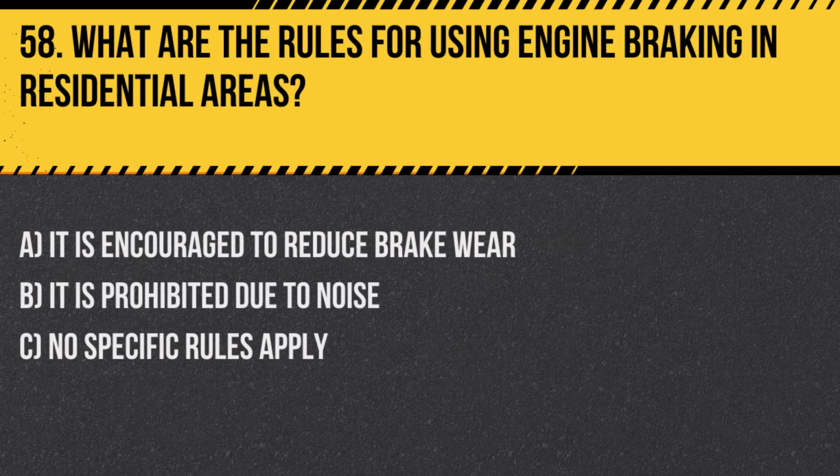Question 58. What are the rules for using engine braking in residential areas? A. It is encouraged to reduce brake wear. B. It is prohibited due to noise. C. No specific rules apply. Answer B. It is prohibited due to noise. Engine braking can be very loud and is therefore not suitable for quiet residential areas.